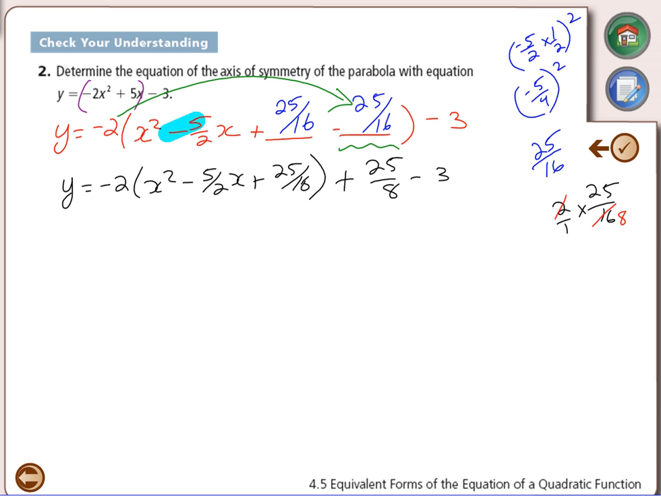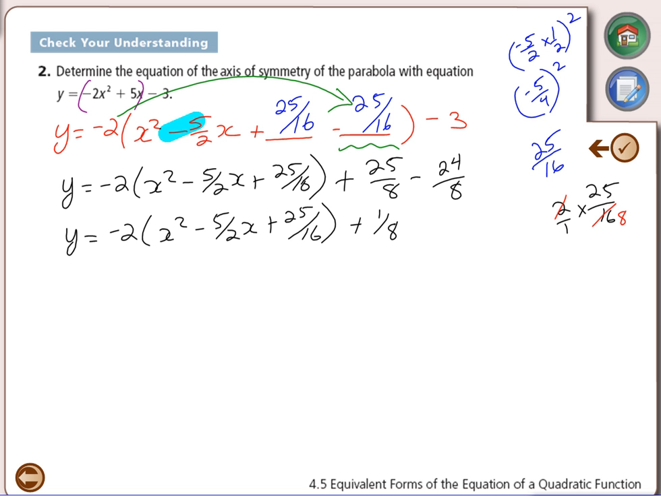minus 3. Oh, I need to change that. I need a common denominator of 8. That's the same thing as saying 24 over 8. So I'll change that to 24 over 8. Now I'll be able to combine those together. So then y equals negative 2 bracket x squared minus 5 over 2x plus 25 over 16. Adding them leaves me with positive 1/8.